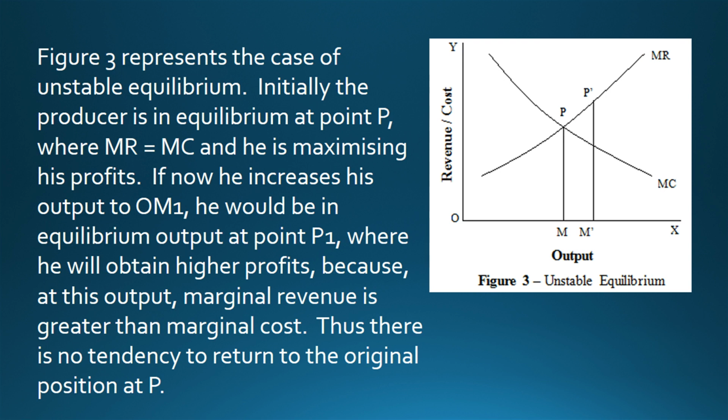Figure 3 represents the case of unstable equilibrium. Initially the producer is in equilibrium at point P, where MR equals MC and he is maximizing his profits. If now he increases his output to OM1, he would be in equilibrium output at point P1, where he will obtain higher profits, because, at this output, marginal revenue is greater than marginal cost. Thus there is no tendency to return to the original position at P.